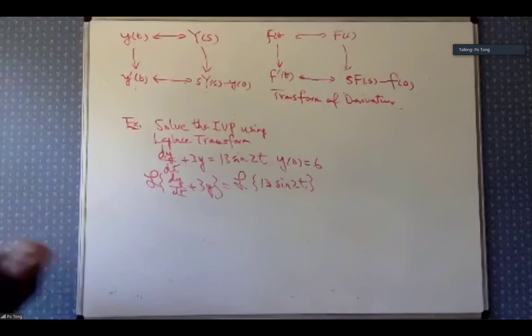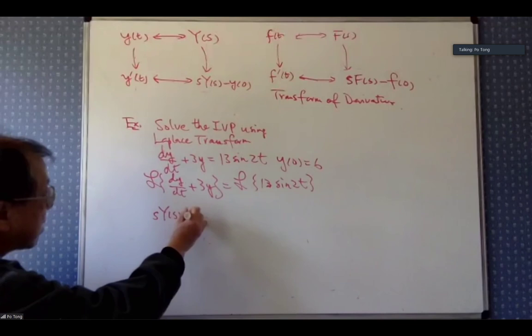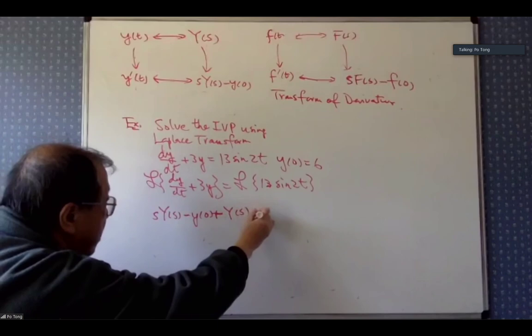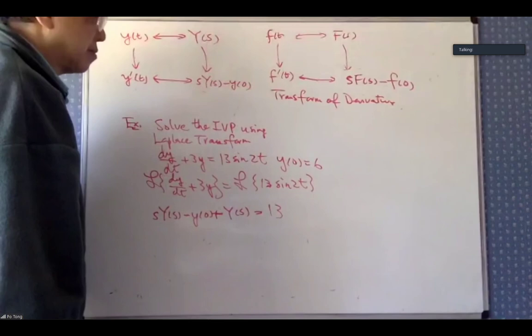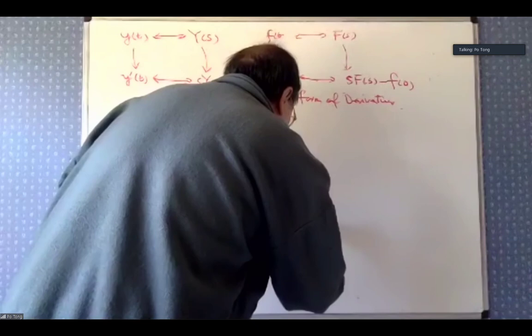Okay. Laplace transform of y' is going to be sY(s) minus y(0), plus 3 times the Laplace transform of y, which will be Y(s), will be equal to 13 times the Laplace transform of this guy. Laplace transform of this one will be 2 over s squared plus 4. Is that right? Is that correct? Do you guys follow this?